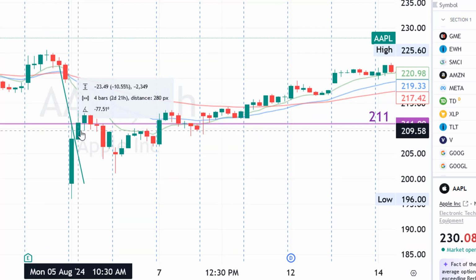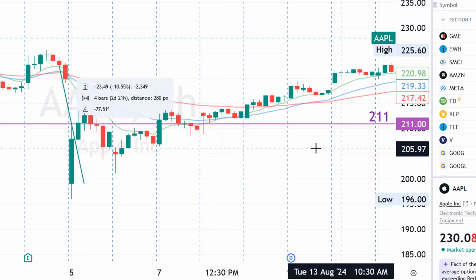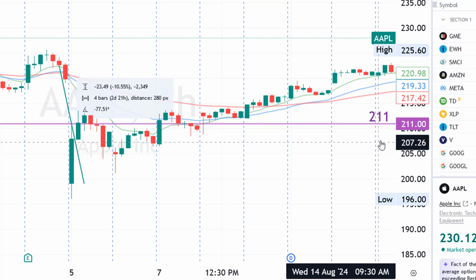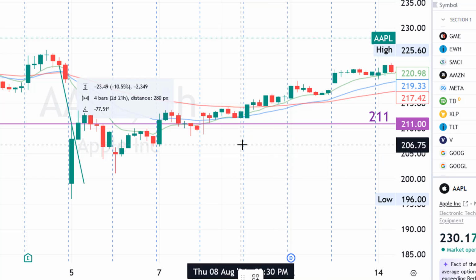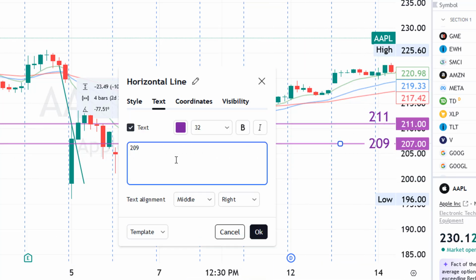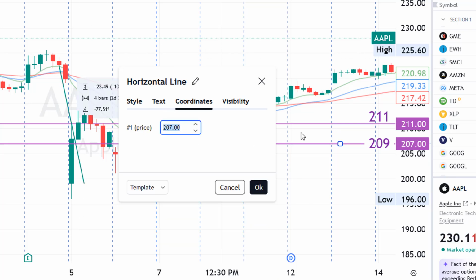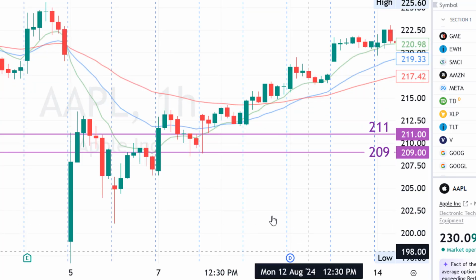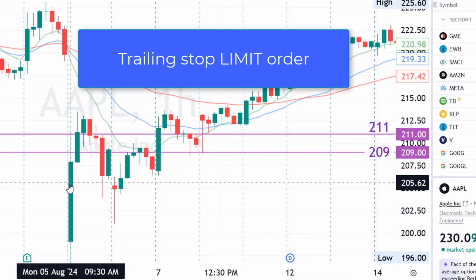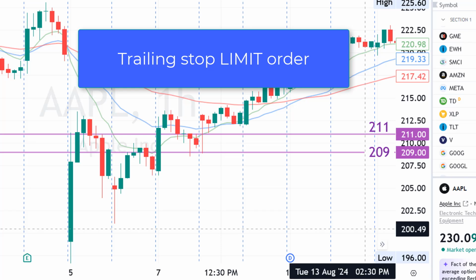Now, what can we do? Fortunately, we can adjust the trailing stop order to limit the amount of money we can lose by setting another price below the stop price. So we'll set that limit to $2 below the stop price, which will be 209. And this is called a trailing stop limit order instead of just a regular trailing stop order.